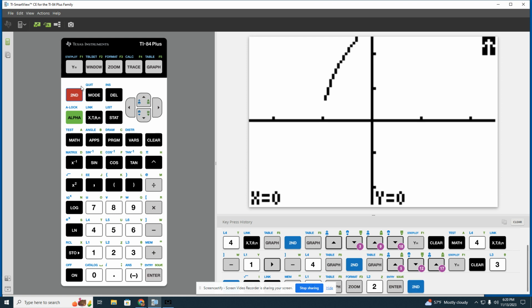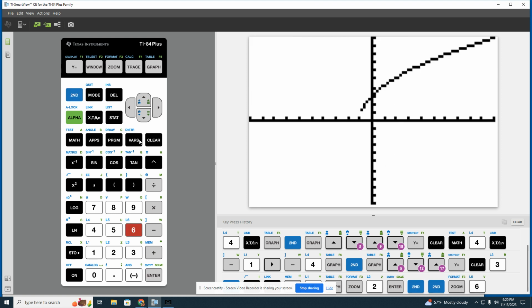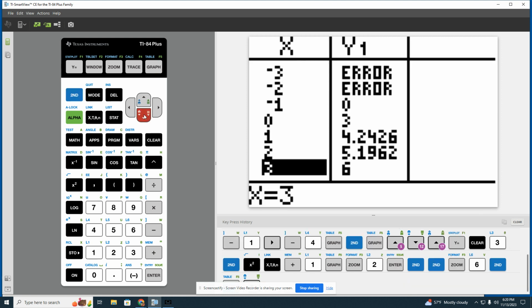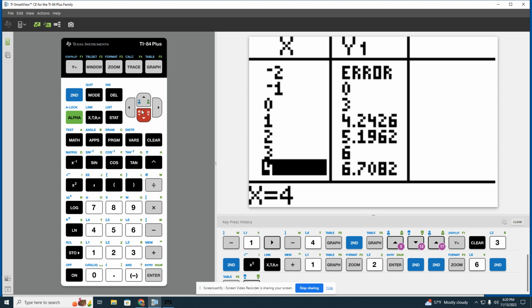And let me show you why. Let me go back to Zoom Standard. If I go to my table, does it give me -1, 0 as a solution? Yeah. So I'm not sure why it's doing that on the graph, but -1, 0 is the endpoint. Now look where it goes from there. It goes up to 0, 3.